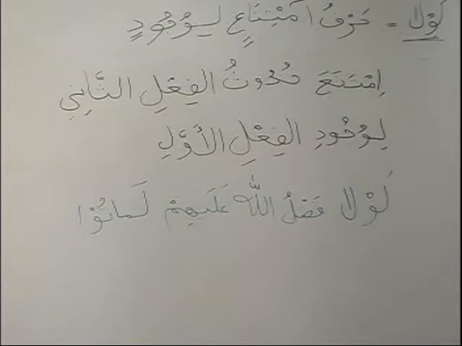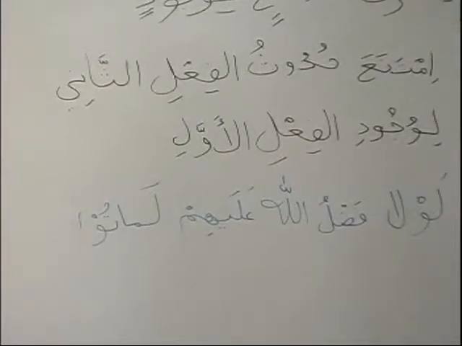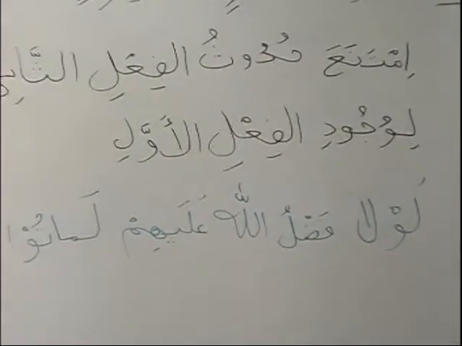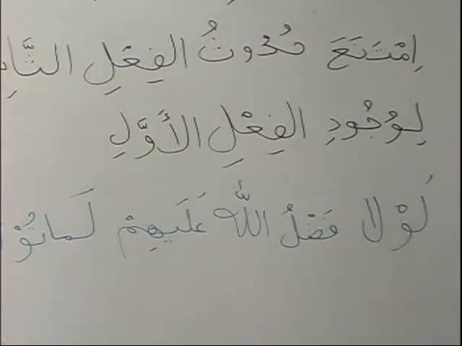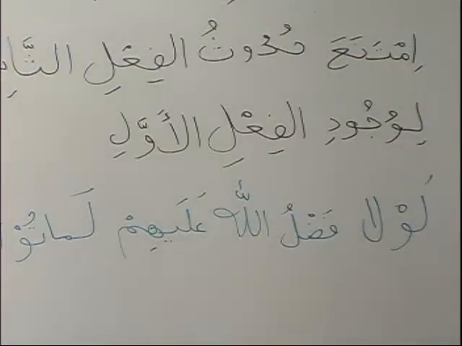Because the first thing was mawjood. What was mawjood? Fadlullah was mawjood. Are you with me? Is it clear, Brother Hassan, Brother Muhammad? Because the fadlullah was there, therefore they did not die. So we say lawla. Now you can say if the grace of Allah was not there, they would have died. Are you with me? Fine, brothers and sisters. What is lawla? Harfu imtina'in li wujud. Always you will say this.